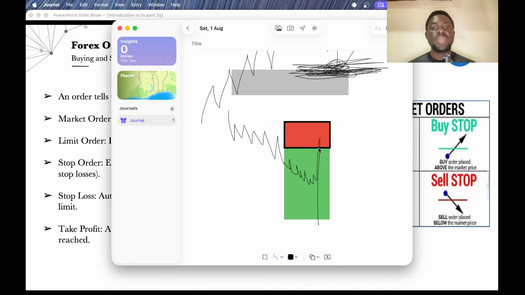Sorry, this is a buy stop, right? For sell stop, this is how it works. The sell limit is that the market is going down, but you believe it will go up before it continues the run down. So you put your sell limit over here. It will come up, activate it, and then go down. You understand? So this is how buy stop works. Sorry, this is sell stop. Sell stop starts like this.